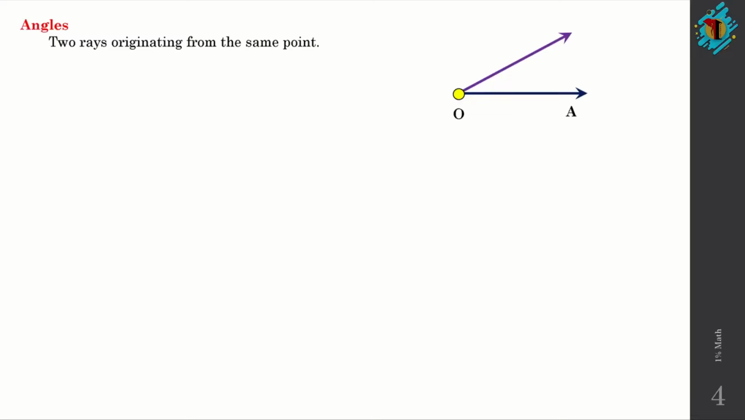So let us continue with the next basic concept, that is angles. Angles are formed by 2 rays. So when 2 rays OA and OB are drawn from point O, there forms an angle. Let us learn some more about these angles.